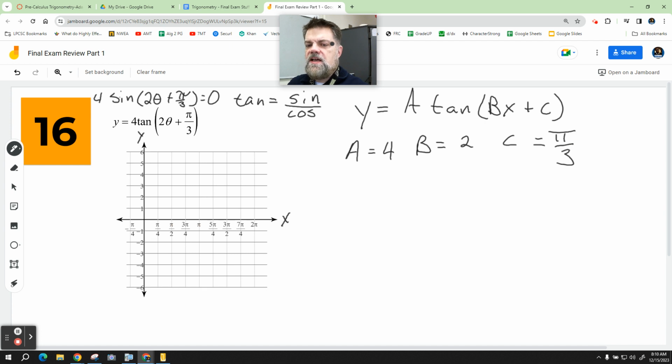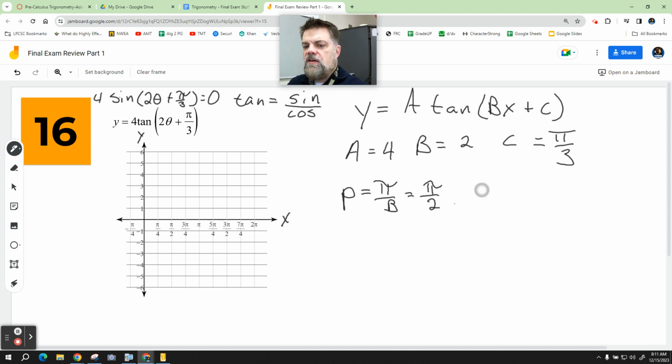Remember that for tangent, the period is pi over b. For sine and cosine, it's 2 pi, but for tangent, it's just pi. The 2's cancel out. So, actually, it's a little more complicated than that, but we get pi over 2. That's the period.